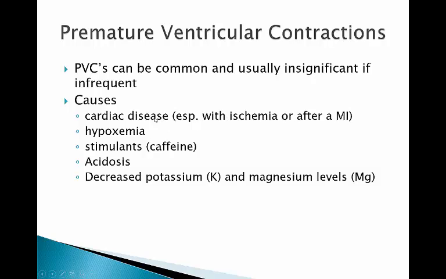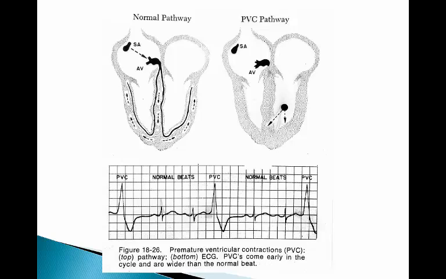All right, so again, they can be insignificant if they're infrequent, but the more they come about, the more significance they have. So here are some of the causes, and these should look familiar. They're some of the causes of some of our other arrhythmias as well. Again, a pictorial representation. So here is a PVC. Look how wide. We call them wide and bizarre, or that's usually how we refer to them, but the QRS is going to be really wide, greater than your 0.10.